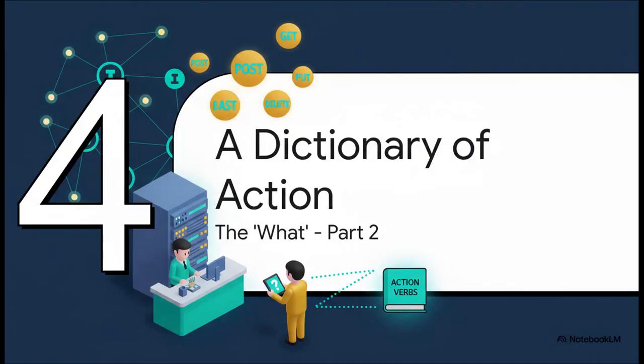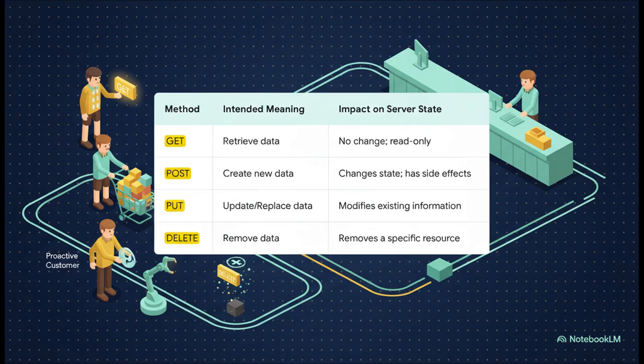Okay, so we've got the address, we know how to find the server, but now we need to tell the server what we want to do. We don't just show up at the door, right? We arrive with a clear intention. And for that, we use a shared dictionary of action verbs. These 4 are the most common HTTP methods, and they're powerful because they clearly define our architectural intent.